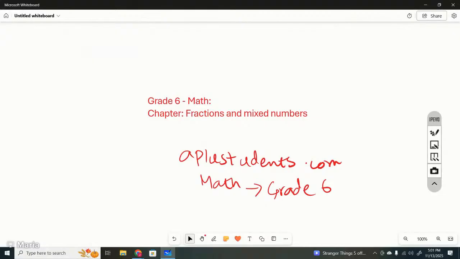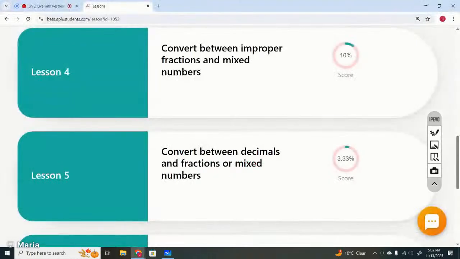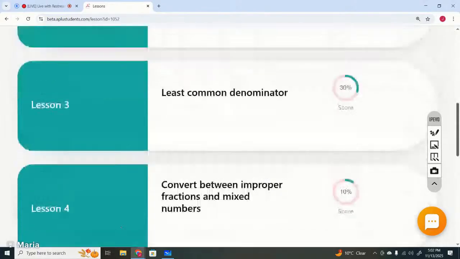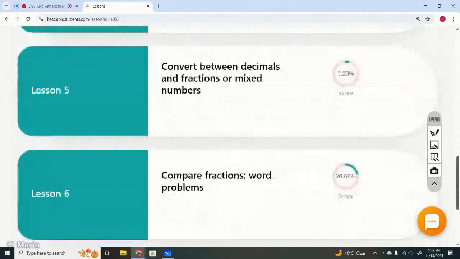So please make sure you have your notebook and pencil so that you can note down the important examples and definitions as well. So here I am on grade 6 math, and the chapter we're on right now is fractions and mixed numbers. Let's start with the lesson on decimals and fractions on mixed numbers.